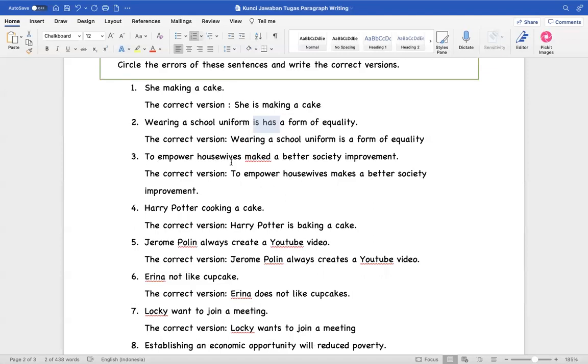Nomor 3, to empower housewives made. Ini tentang pengetahuan, menguji tentang pengetahuan kita semua, tentang bentuk kata kerja bentuk kedua ya, verb to. Jadi bukan make tapi makes. Kalau misalnya mau kalian pakai made juga boleh ya. So both of them are correct karena di sini gak ada keterangan waktu apapun.